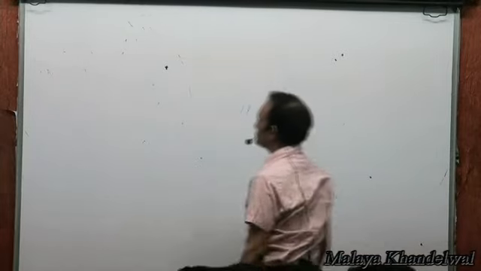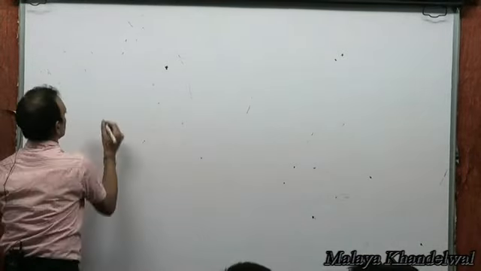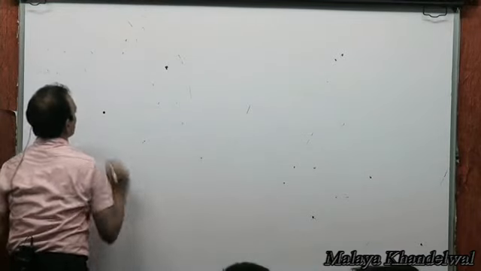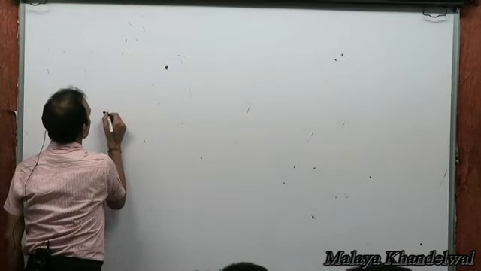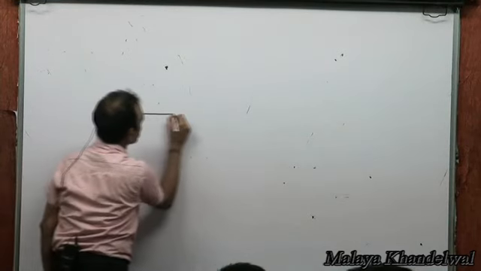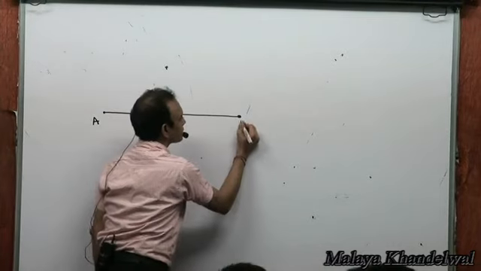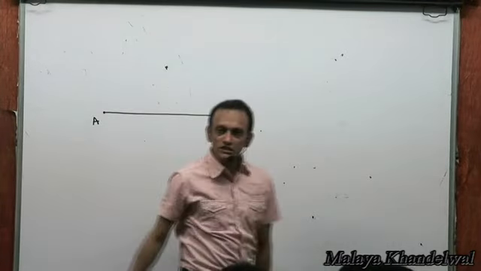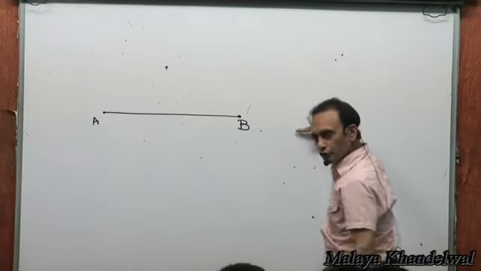Now, suppose there are two particles, A and B. Suppose there are two particles, A and B. This is the line joining the two particles.